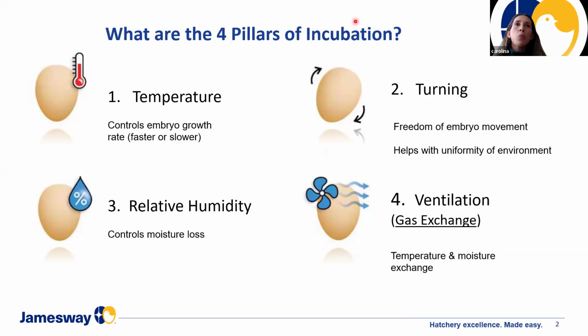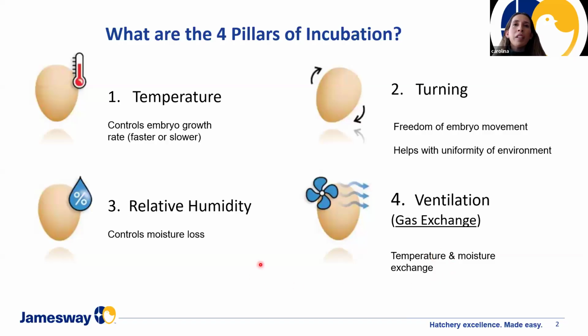Talking about the first one, temperature, which we know controls embryo growth rate. It could be faster or slower according to the environment temperature. The second one is turning. Some of the objectives of turning are freedom for embryo development, and it also helps with the uniformity of the environment. The third one is relative humidity, which controls basically moisture loss. The fourth one is ventilation, that helps with gas exchange, along with temperature and moisture exchange.